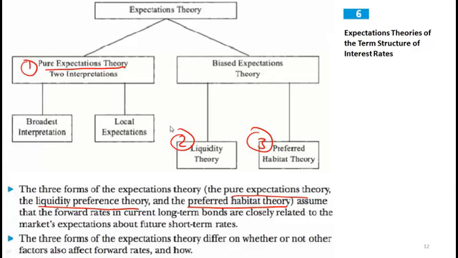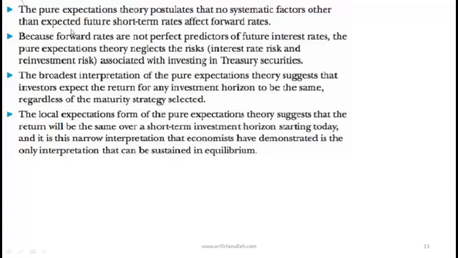Now let me just say a few more things and tie this together. I'll come back to these sub-bullets. So the pure expectations theory, this is the most basic one, postulates that no systematic factors other than expected future short-term rates affect forward rates. So what this is saying is that essentially there is no difference between expected future short-term rates and forward rates. Let's draw a distinction between these two. When we say forward rate, is that a contractual rate?